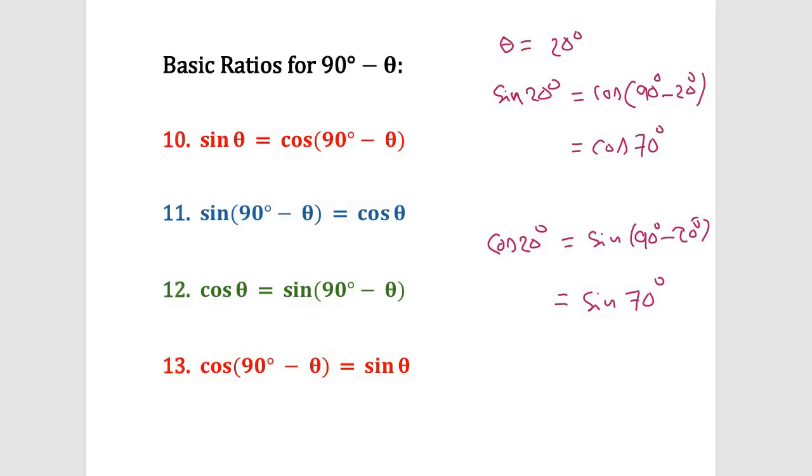So formula number 11, sin 90 degree minus theta equals cos theta. Formula number 12, cos theta equals sin 90 degree minus theta. Formula 13, cos 90 degree minus theta equals sin theta. So this is the relation between sin theta and cos theta by using theta and 90 degree minus theta.